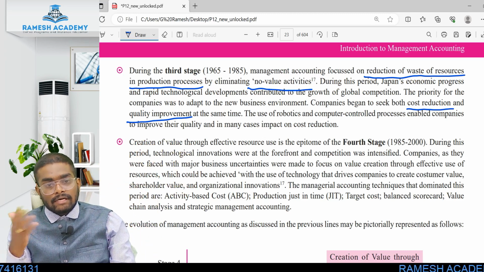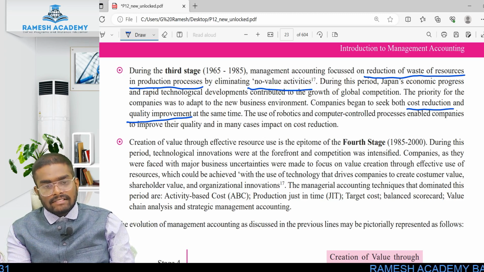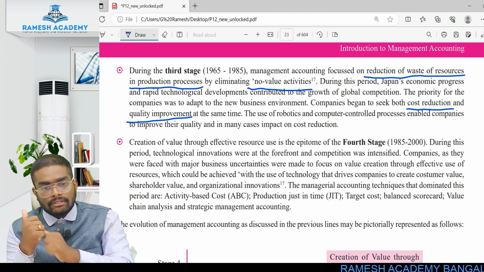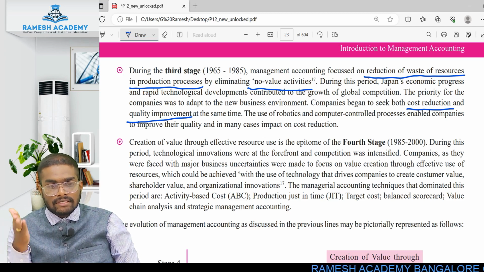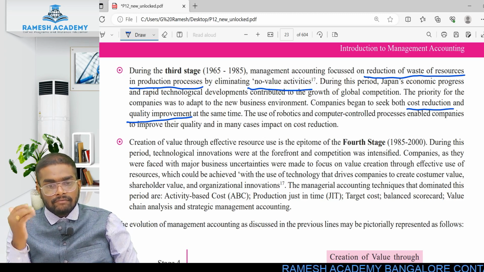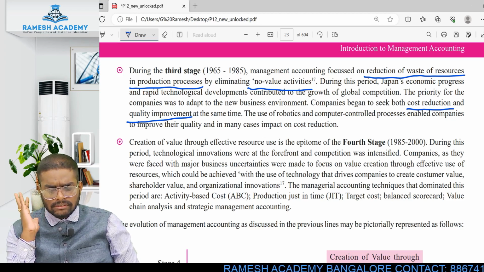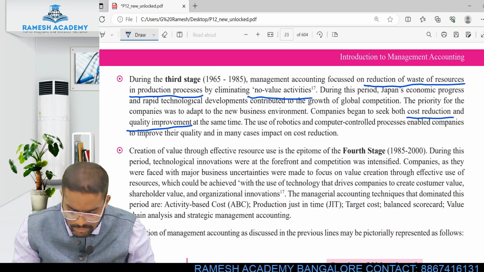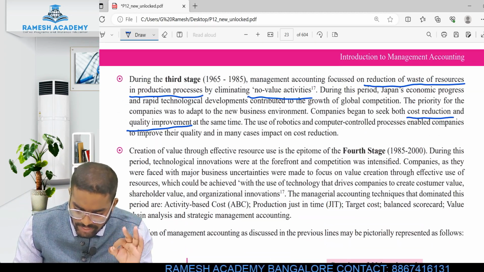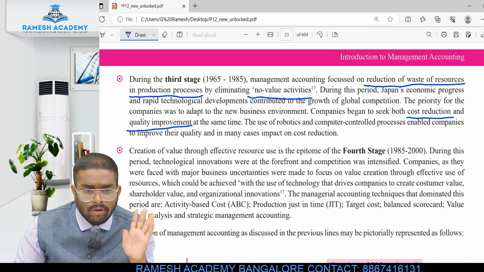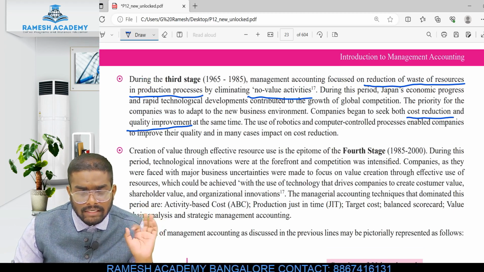Later we came with planning, forecasting and all those things. We came with standard costing. In this third stage, we were concerned with cost reduction. We were concerned with reduction of wastage of resources and all those things. So in this particular stage, please make a note of it. Cost reduction and quality improvements will be the main indicators.